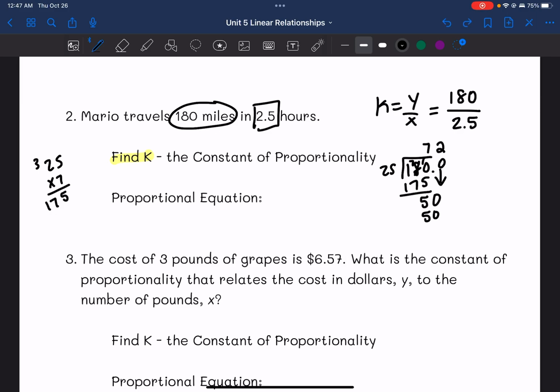I don't bring this decimal up yet. This has a decimal that I missed, but it's going to go over to the right one time, and then we're going to go up and over one time. Now, if you do this step before you divide, I'm okay with that. I like to do it at the end, but you can always do it at the beginning as well. All right, so here, that means that K is 72. So my proportional equation is going to be y equals 72x.